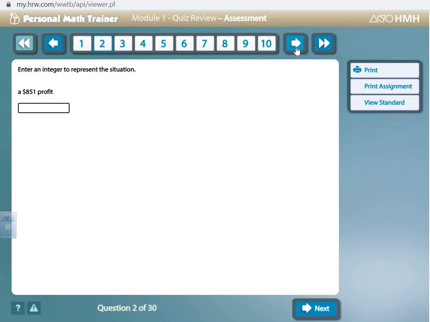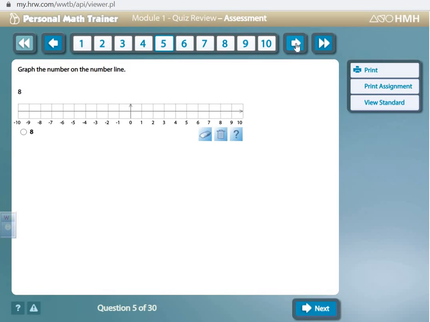So next one. Right, profit. Profit means we're going up. That's going to be a positive one, correct? Below zero, we're going down. We're looking for negatives. Gain, we're talking positive again.